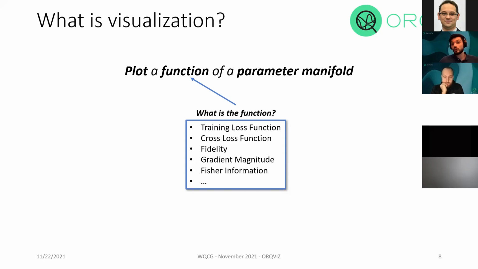And so the function could be the training loss function, right? And then you have your loss landscape. But we very carefully didn't include loss in the title of the paper, because you could also scan any kind of function which receives parameters and spits out a real number. So for example, you could also cross evaluate your model.